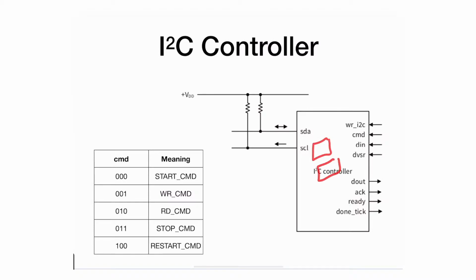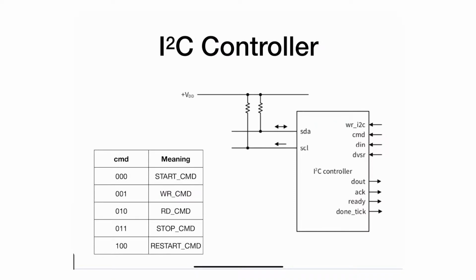It has the custom logic to actually control the output, and this output is connected to the I2C bus, whether it's serial data or serial clock. And we have about four inputs and four outputs. So let's talk a little bit about these inputs. The first one is actually right into the I2C.